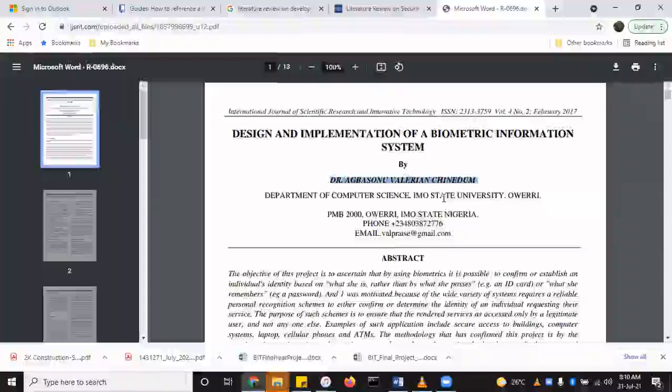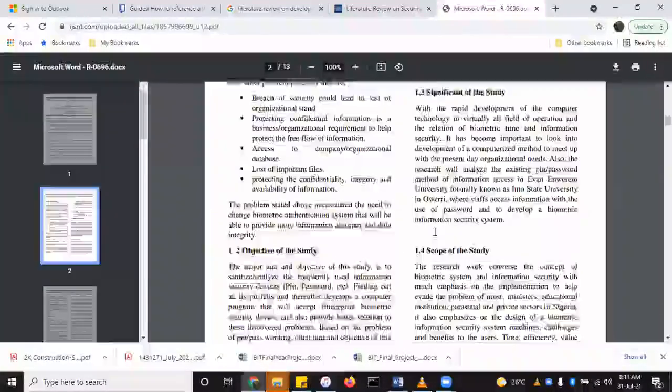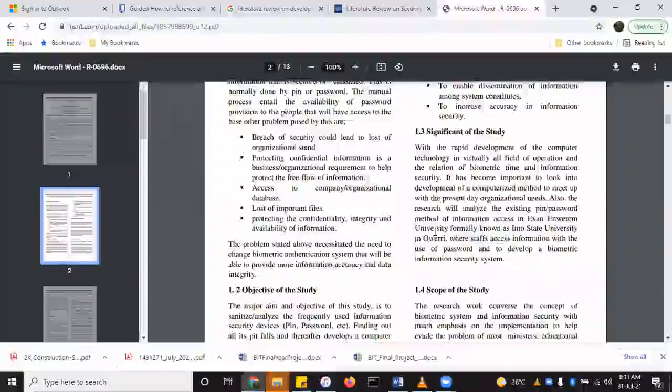So you have to look at it from a different angle. This is a doctor who happens to be a lecturer in the Department of Computer Science at Imo State University in Owerri. Is it Owerri? I think that's, is that a state or a city? Anyway, you get the idea, right? So not every piece of information that you get through Google might be very authentic. So keep that in mind.